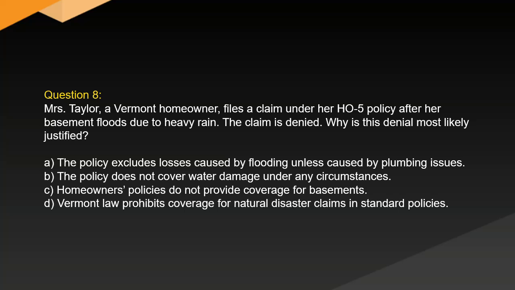Question 8. Mrs. Taylor, a Vermont homeowner, files a claim under her HA5 policy after her basement floods due to heavy rain. The claim is denied. Why is this denial most likely justified? A. The policy excludes losses caused by flooding unless caused by plumbing issues. B. The policy does not cover water damage under any circumstances. C. Homeowners' policies do not provide coverage for basements. D. Vermont law prohibits coverage for natural disaster claims in standard policies.